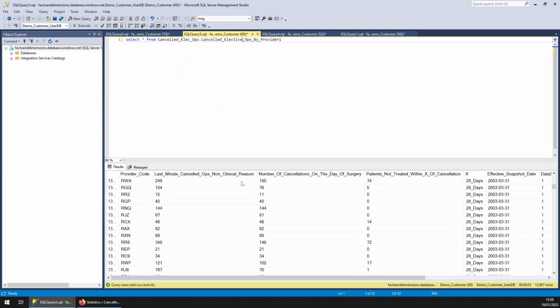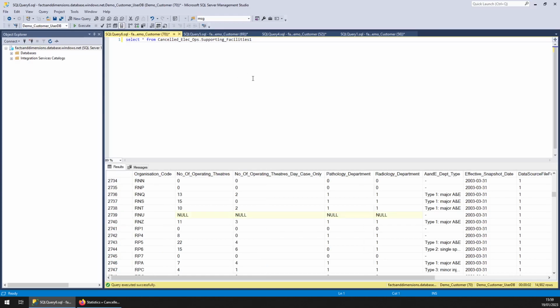Then you've got by provider. There's the metrics all across the top, and then you've got supporting facilities numbers: number of operating theatres, day case only, pathology, radiology, and so on.